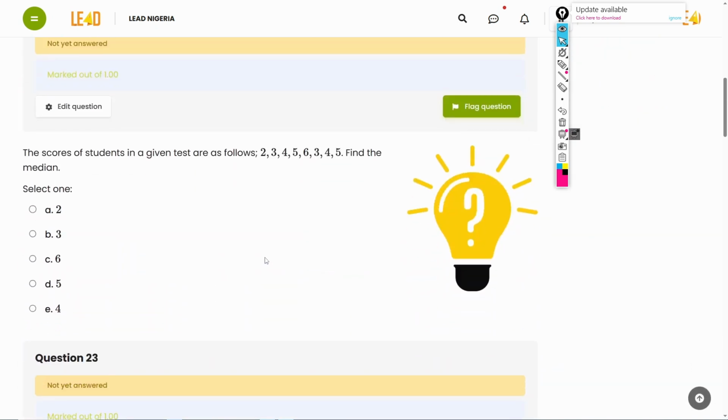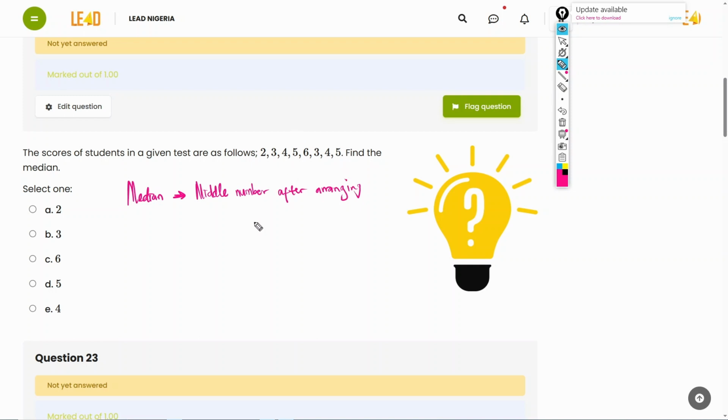The scores in the test are as follows. Find the median. Okay, so median means middle number, but only after arranging. So let's arrange it, right? Now we'll take the middle number.